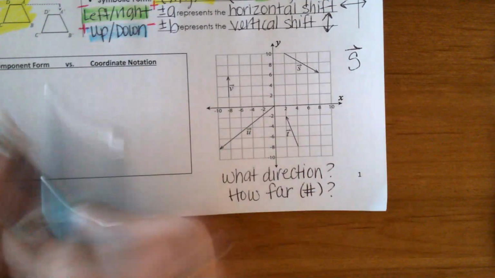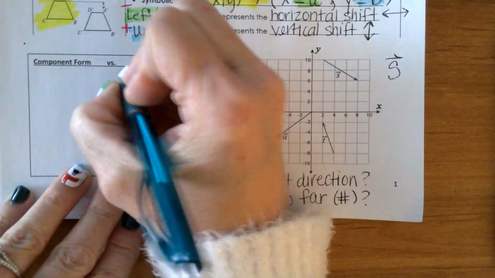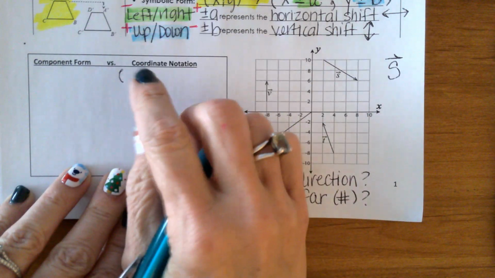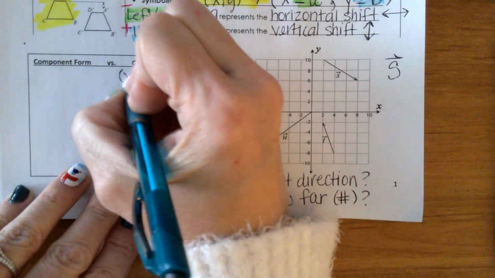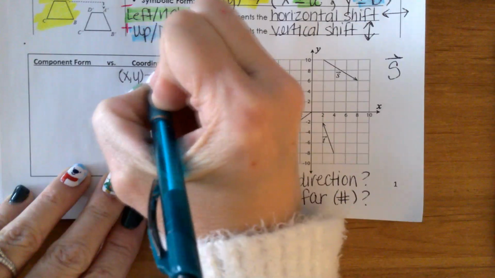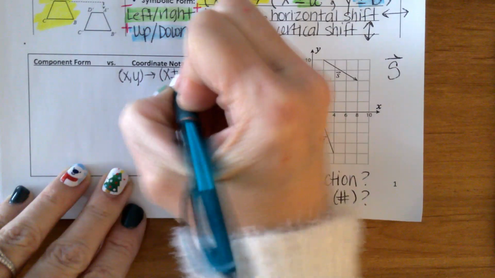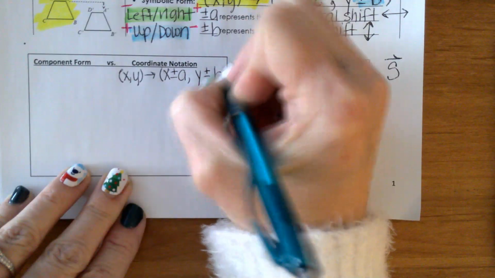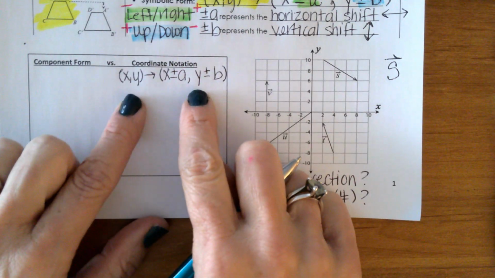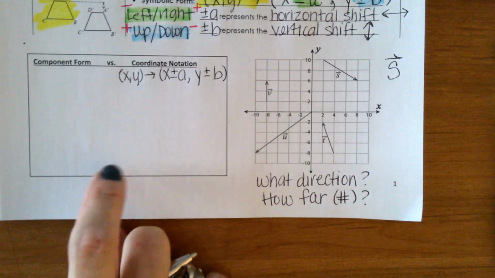All right, we're going to write some stuff in this box over here. So the first thing I want you to write is that rule down that we did. You're going to be putting 5 things in here, so don't write ginormous. So x comma y, arrow, and I want you to write down x plus or minus a, comma, y plus or minus b. So this is the generic rule. That rule applies to everything.